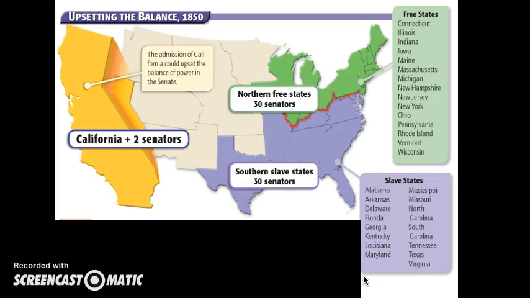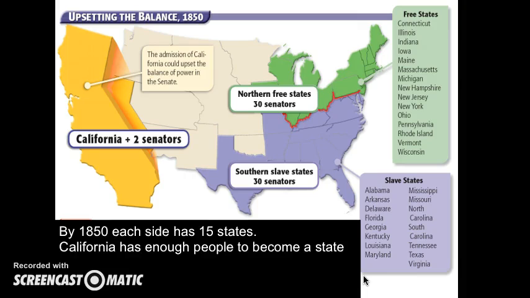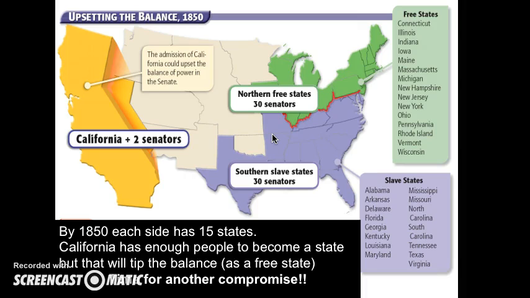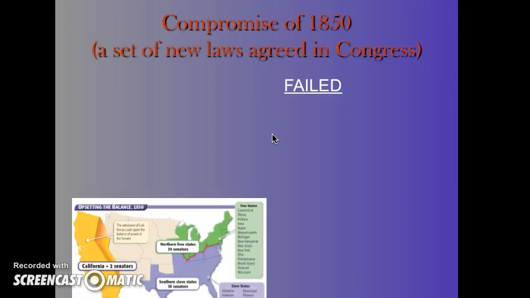So, zooming ahead 30 years to 1850, you've got 15 states on each side, but now California is ready to become a state, likely a free state, and there's no territory down here that would be able to come in as a slave state at the same time. So we need another compromise. And of course, this one also failed.